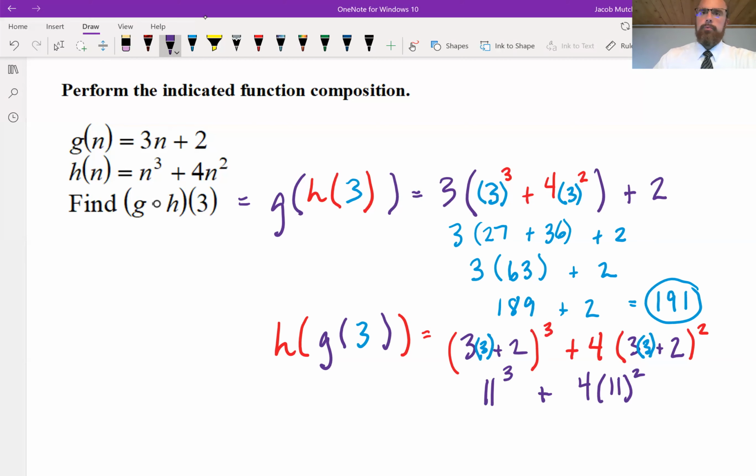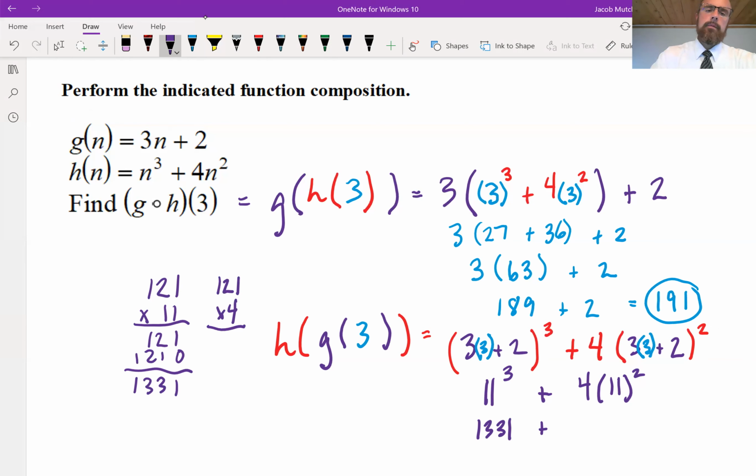So 11 cubed, we need to do some arithmetic. I know 11 squared is 121. So I'm going to multiply 121 by 11. And that gives me 1,331. And to that 11 cubed, I'm going to add 4 times 11 squared. So that's 121. That's 11 squared times 4, which is going to give me 484.